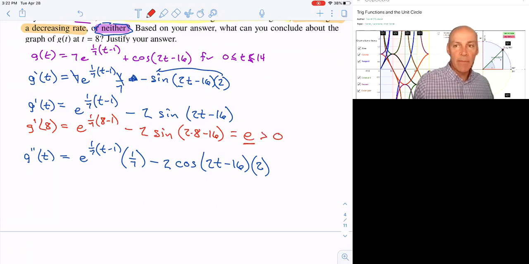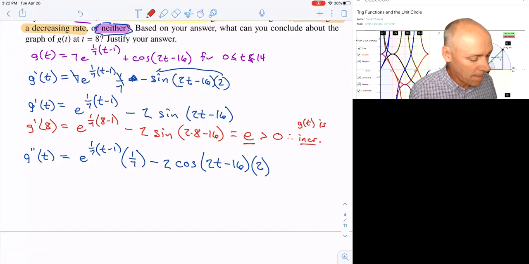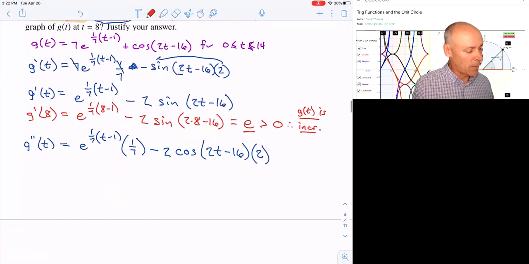So g prime at 8 is positive, which tells me that g at t is increasing, right? So g at t, I'm just going to write that out here. Therefore, g at t is increasing. Okay, so that means it looks like neither is out of the running because it's increasing. I don't know if it's increasing at an increasing rate or increasing at a decreasing rate. That's what the second derivative is going to tell me.